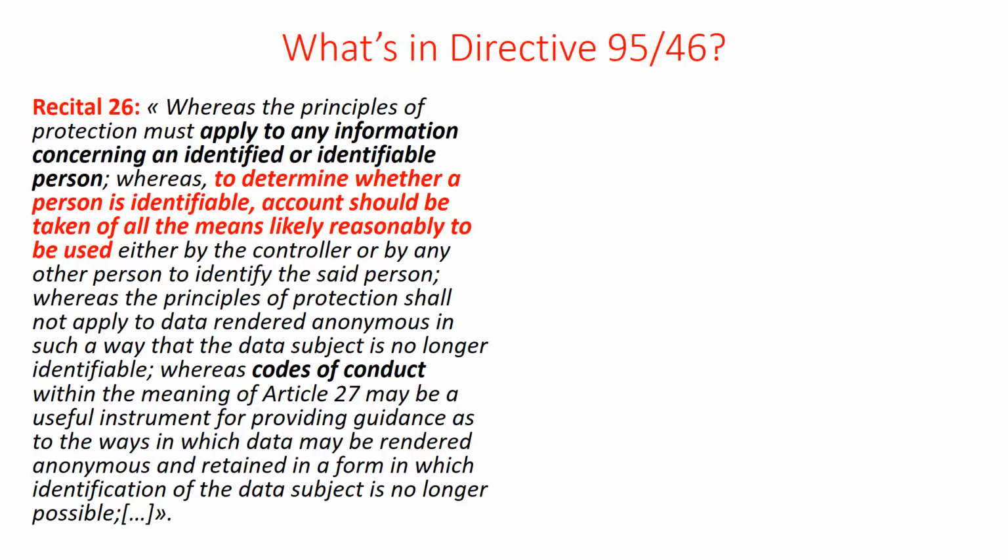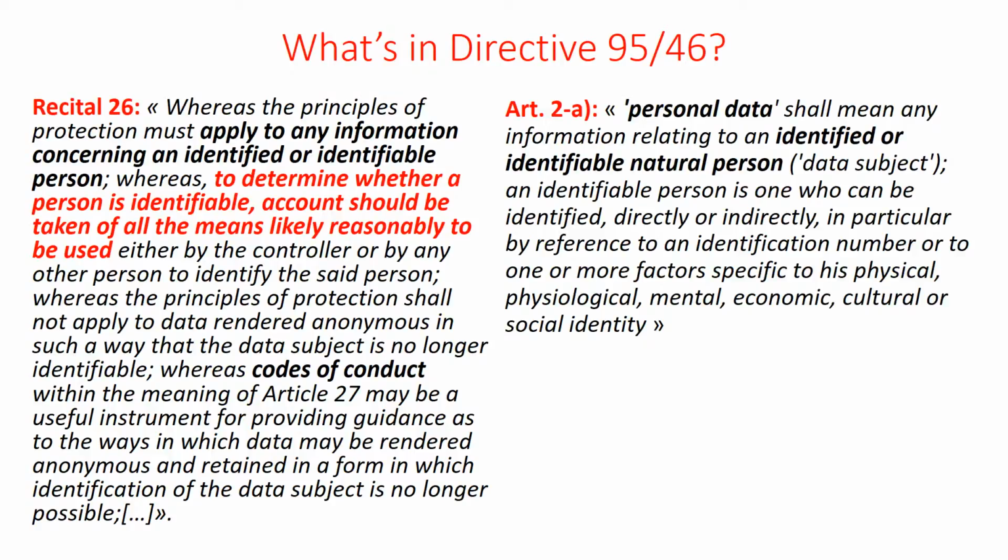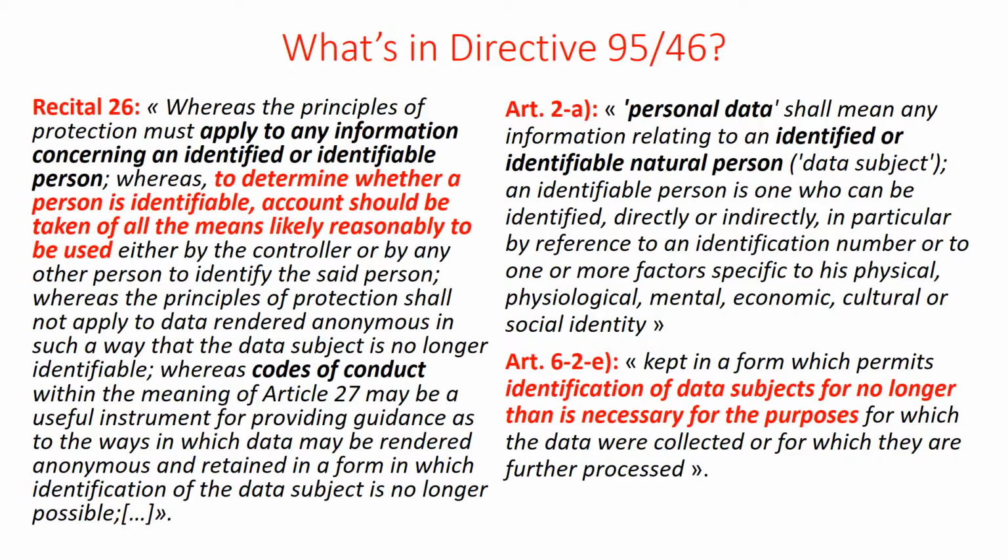The Directive applies to any information concerning an identified or identifiable person. To determine whether a person is identifiable or not, account should be taken of all the means likely reasonably to be used. Additionally, codes of conduct framed by Article 27 of the Directive could be used to give guidance on the ways that could be used to render data anonymous. The definition of personal data and the fact that it shall not be kept in a way that would allow identification of a person longer than necessary is also laid down in the Directive.